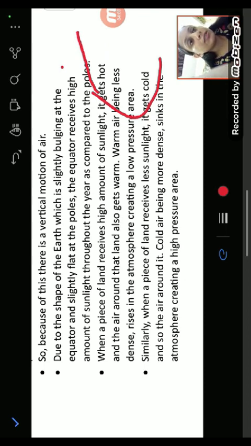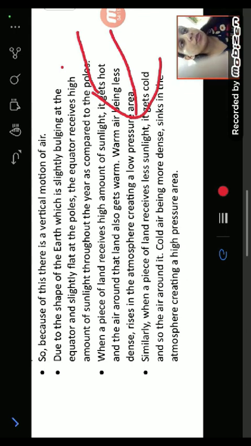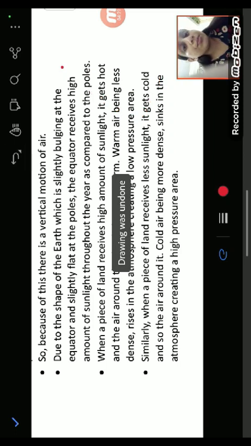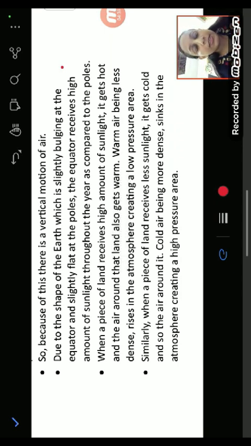So due to the shape of the earth, the equator, which is in the center of the earth, receives the highest amount of sunlight as compared to poles, because poles, being a flat area, receive very little sunlight. So whenever a piece of land receives a very high amount of sunlight, it gets warm, and the air around it, surrounding that land, will also get warm.